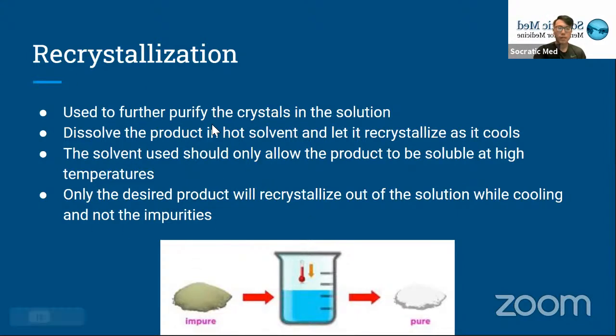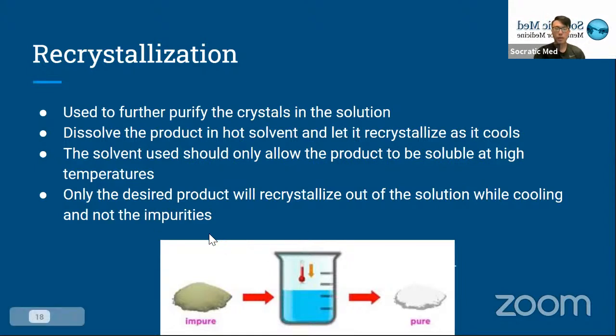So this step of recrystallization is very dependent on the solvent that's used. The solvent you use has to only allow the product to be soluble at high temperatures. So once the hot solvent is cooling, once it cools below that temperature where it's soluble, the product will recrystallize out of the solution, and that will be more pure than that initial product that you had.